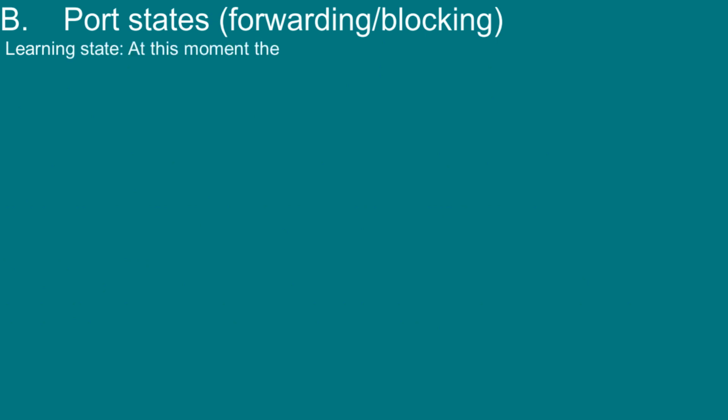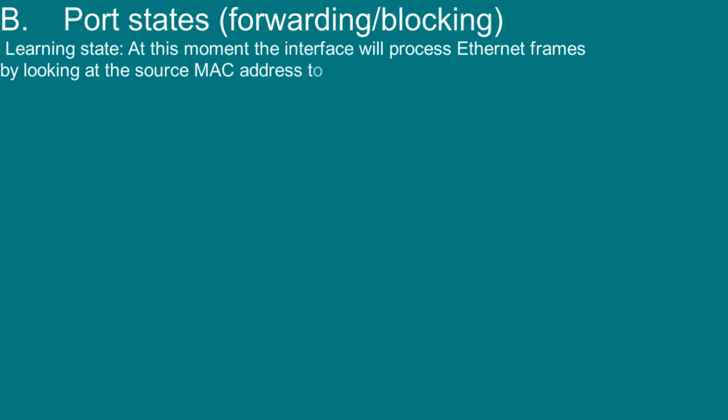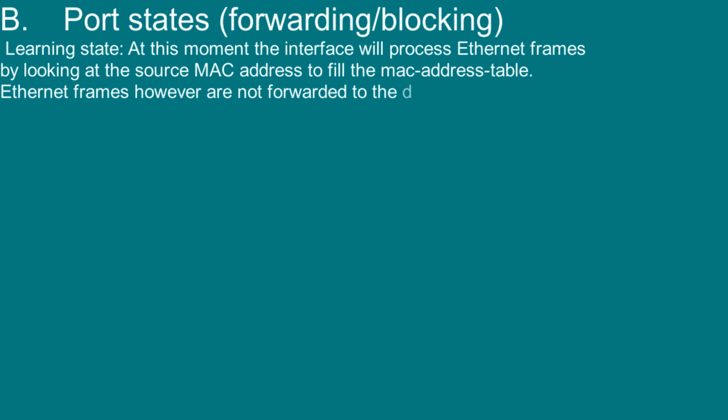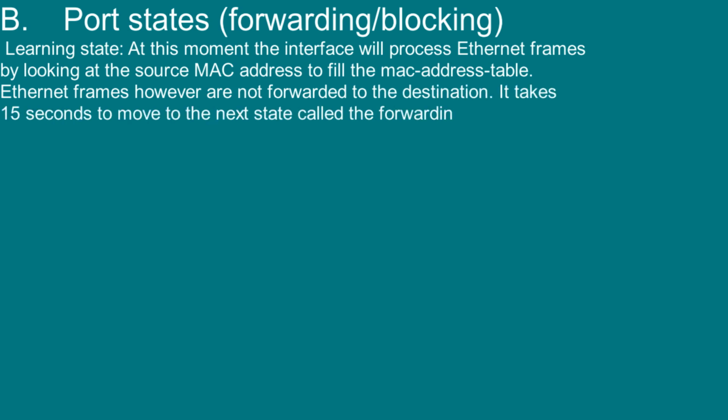At this moment the interface will process Ethernet frames by looking at the source MAC address to fill the MAC address table. Ethernet frames, however, are not forwarded to the destination. It takes 15 seconds to move to the next state, called the forwarding state.